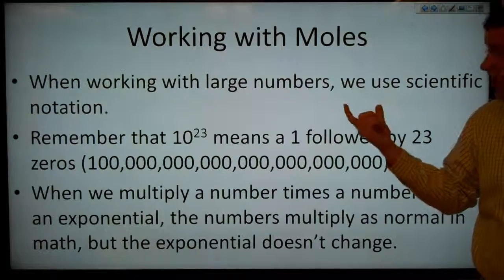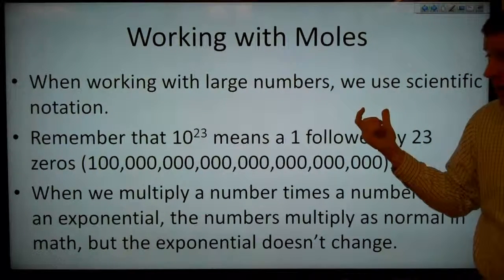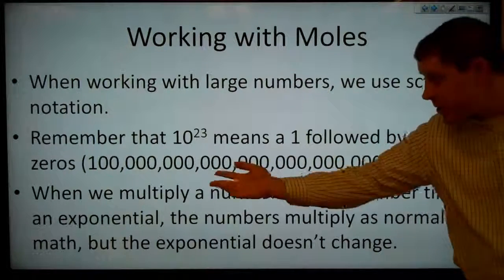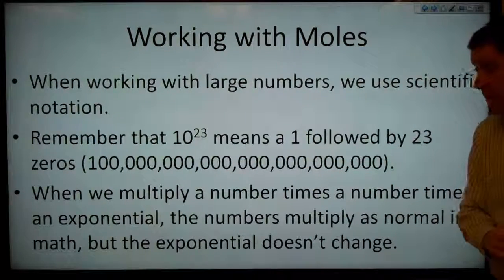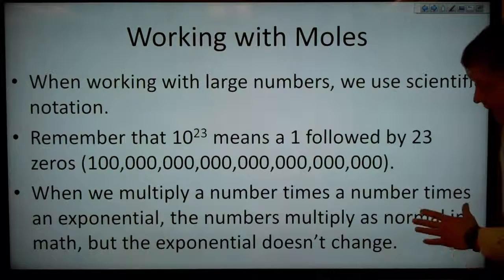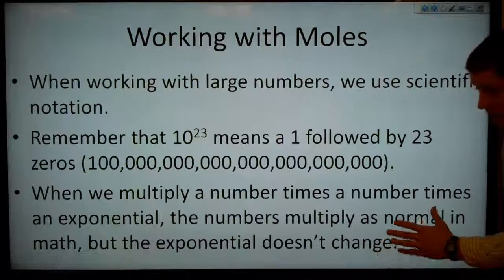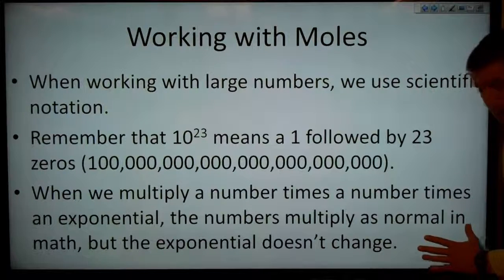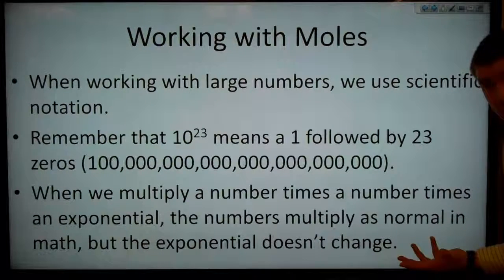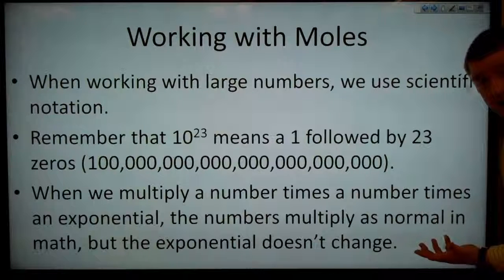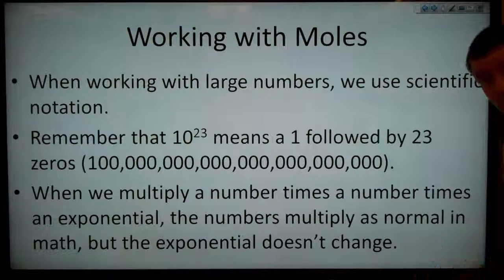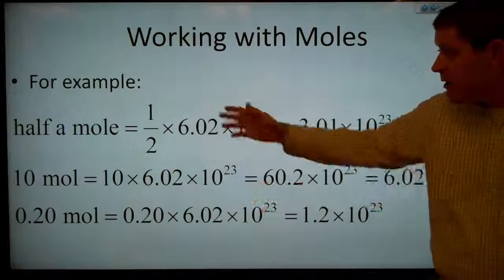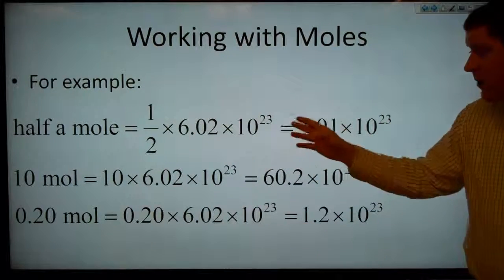So when we're working with large numbers, we use scientific notation. And remember that 10 to the 23 means a 1 followed by 23 zeros, so this. And when we multiply a number times an exponential, the numbers multiply as normal in math, but the exponential doesn't change unless there's another exponential, or unless when we multiply the numbers together, the result is larger than 10 or smaller than 1. For example, half a mole is 1/2 times 6.02 times 10 to the 23.